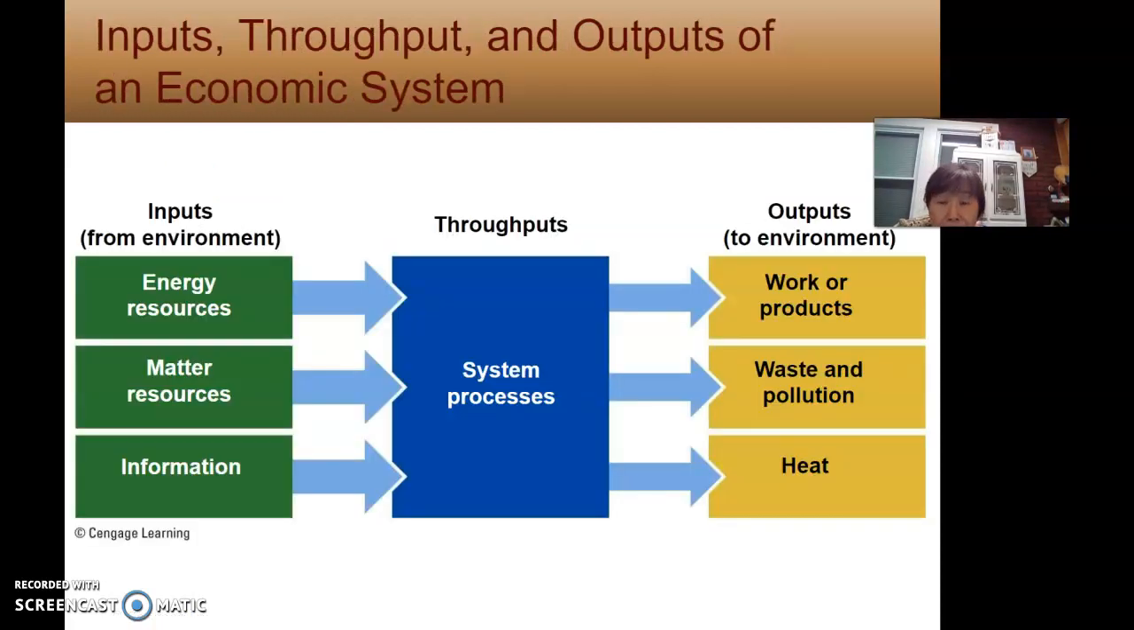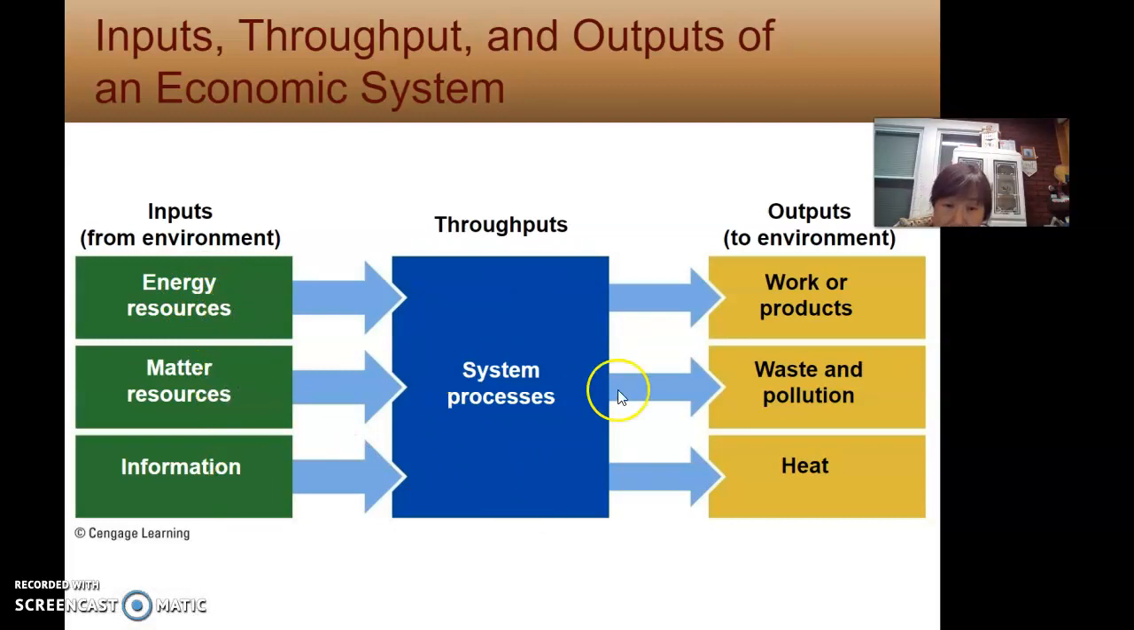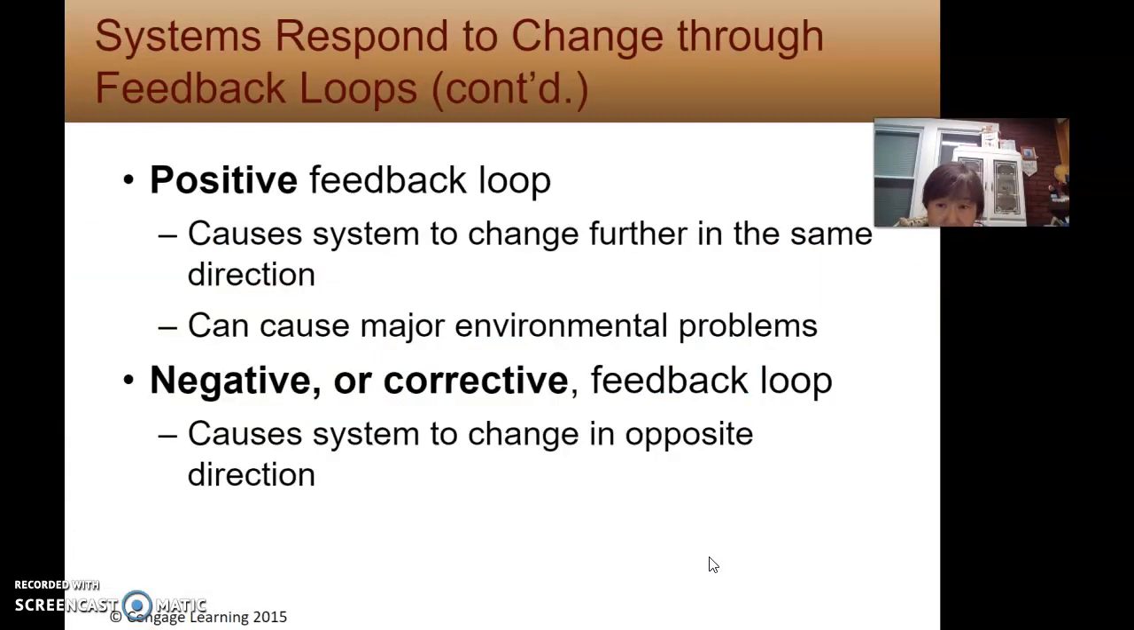Here is an example of a system with inputs and outputs. Any system always involves energy resources, matter resources, and information. And the outcome is they produce some goods, and then waste as pollution and also waste heat. All systems go through this process.